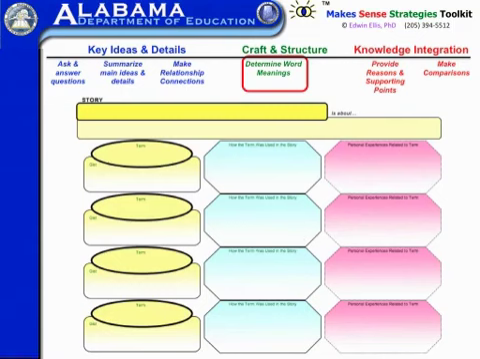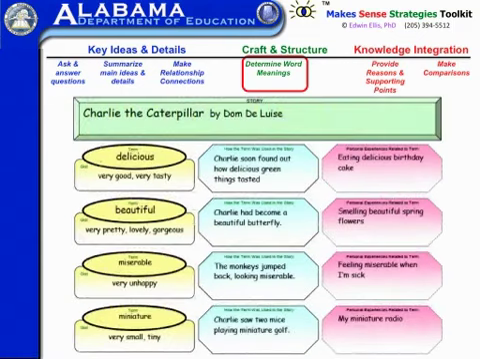A little more sophisticated version here, you have a story like Charlie the Caterpillar. What's the term? What's the gist of what that term means? How was the term used in the story, and what would be a personal experience related to the term? So a word like delicious, which means very good and tasty, how it was used in the story, where Charlie soon found out how delicious green things tasted. And for personal experiences, it makes me think of eating a delicious birthday cake.